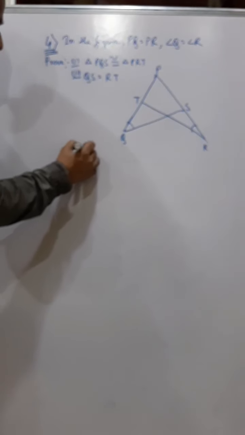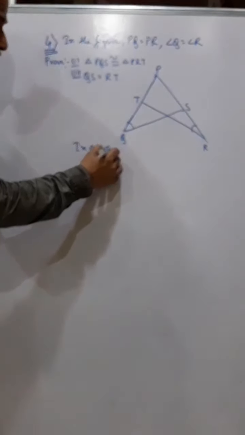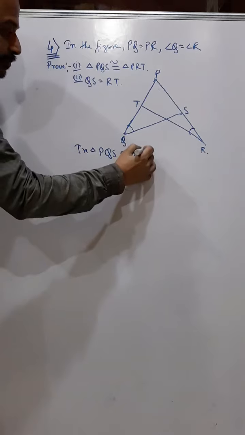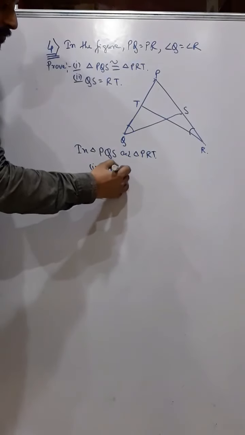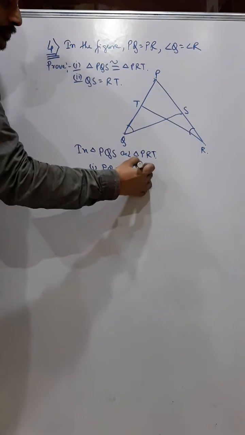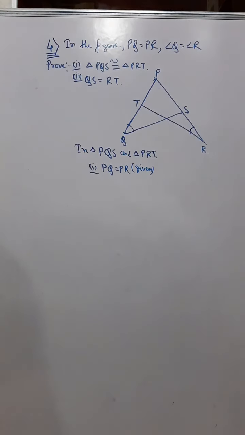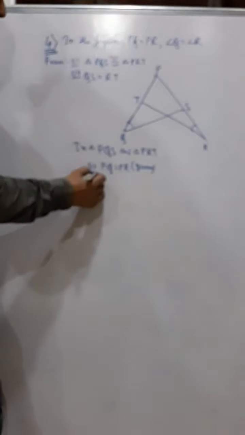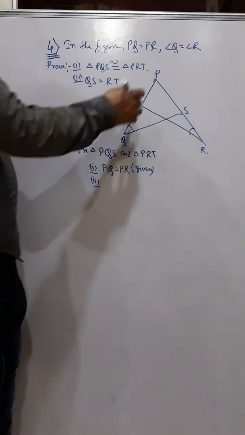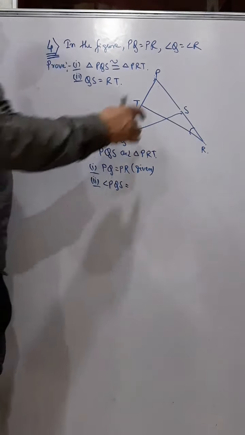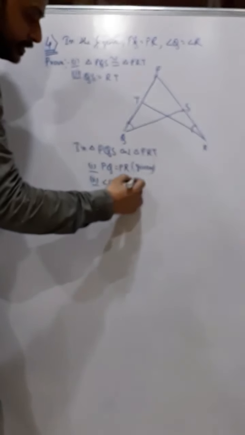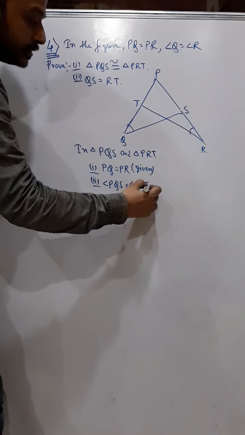So we'll start like this again. In triangle PQS and triangle PRT, the first point we can say that PQ equals PR, and that is given. Now number 2, we can say angle PQS, angle Q means angle PQS, is equal to angle PRT. Okay, it is given.